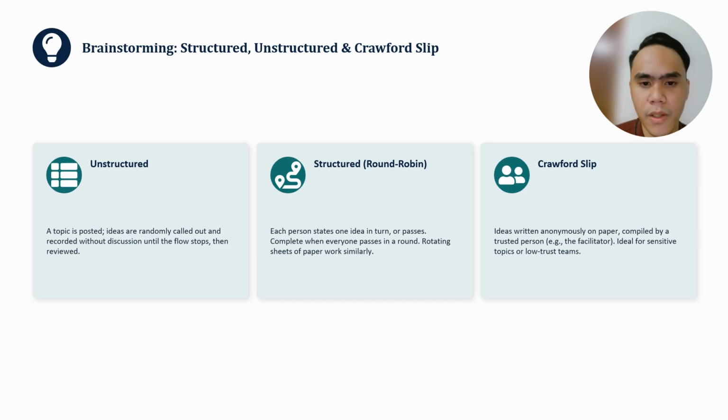So all team members write their ideas on individual pieces of paper, which are then handed to a trusted individual, or often the facilitator, who compiles everything into a single combined list, for instance on a whiteboard. The anonymous nature of this method helps people feel free to include ideas that they might otherwise hold back.